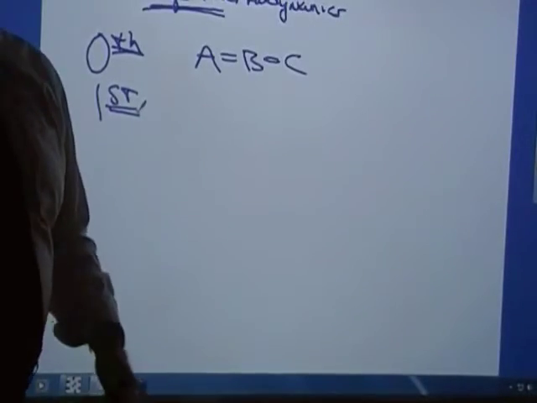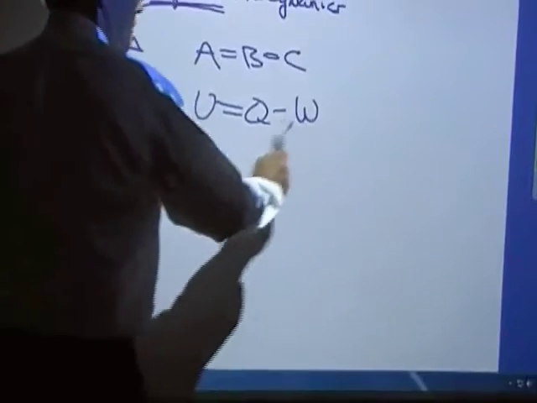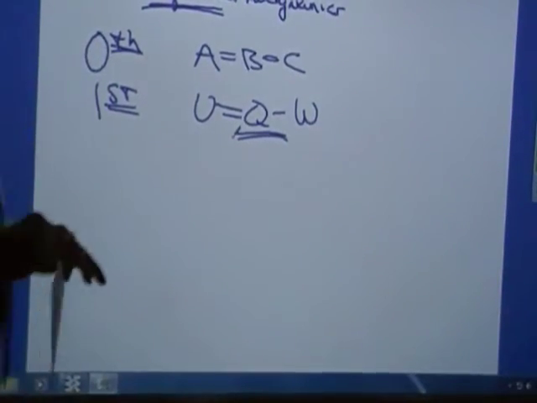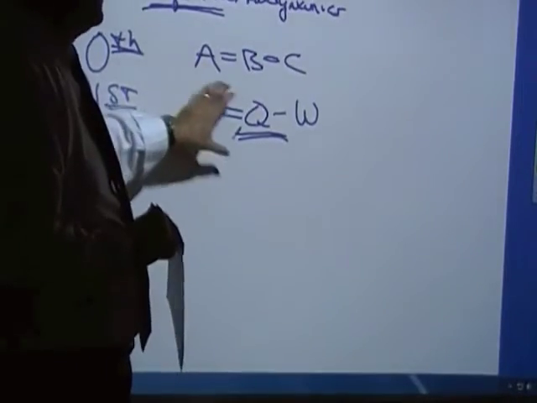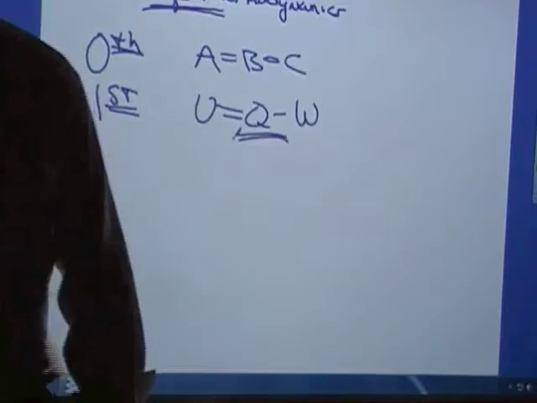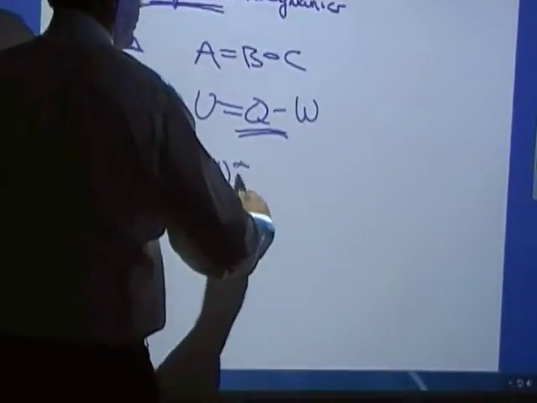Delta U equals Q minus W. What is that telling us? The internal energy of an object equals the heat content of that object minus the work. And let's get some more detail. Delta U equals, Q can be what?